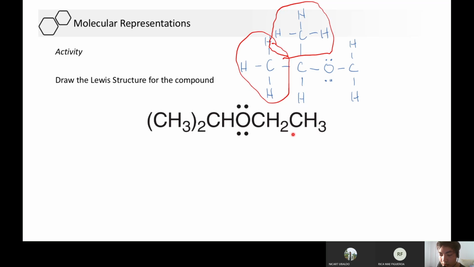Then the CH3 is connected to the left carbon here. Okay, so that is how you draw the Lewis structure from the condensed formula. Let me fix my drawing to make it neater. Carbon, these are the two CH3s. Let's make it color-coded.